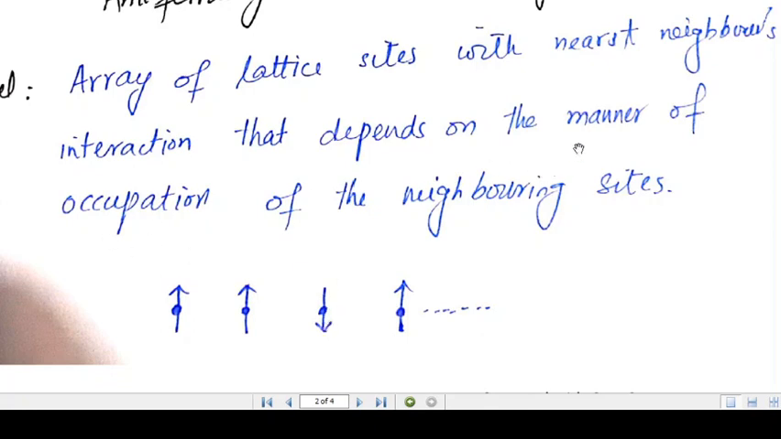So the manner of occupation means that if we consider the interaction between these two up spins, this interaction will be different from the interaction between up and down spins. So the energy of interaction between the neighboring spins will depend on the manner of occupation of the neighboring sites, that is, how these spins are arranged on the neighboring sites, whether they are parallel to each other or anti-parallel to each other.